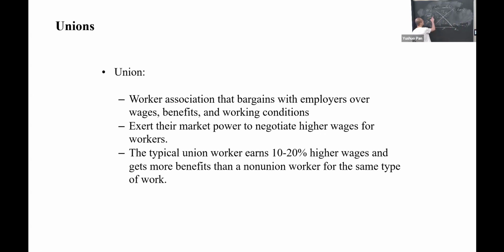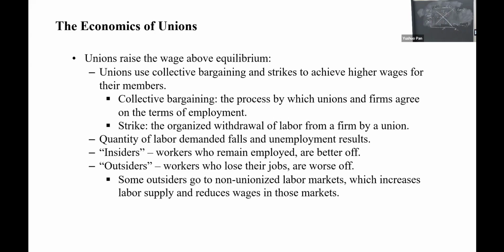And when the wage is above the equilibrium, which means supply is going to be bigger than the demand, a surplus happens, and some people are going to lose their job because some laborers, some supply, cannot find a job. Unions raise the wage above equilibrium. Unions use collective bargaining and strikes to achieve higher wages for their members, and that's the definition for collective bargaining and the strike. So quantity of labor demanded falls and unemployment results.